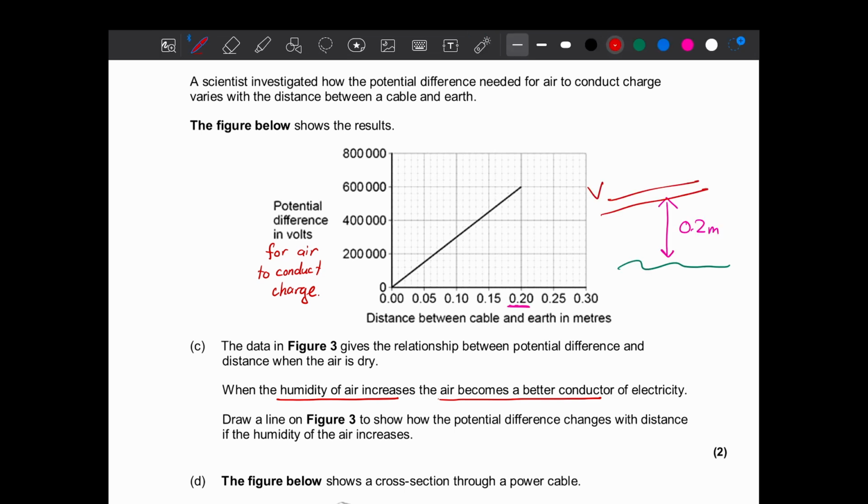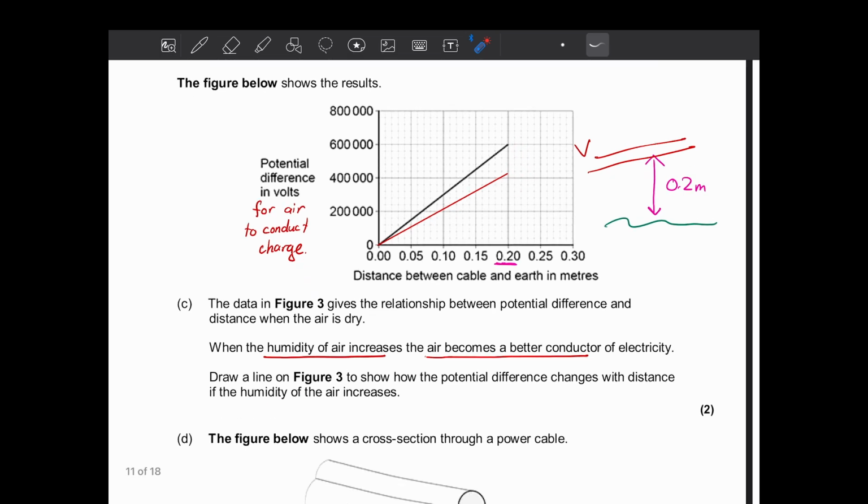So on the graph, let's mark out a lower voltage. Doesn't really matter what we choose, as long as it's lower. You should hopefully see that that trend will stay true at any distance, which means my final answer, drawing a line on the graph as the question's requested, should look like this. It's 2 marks, one for drawing a straight line and another for that line being below the existing line.